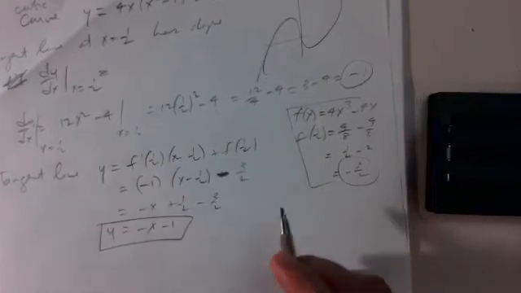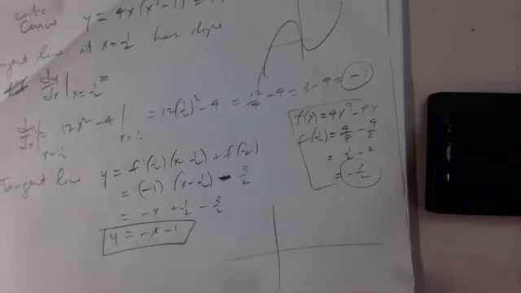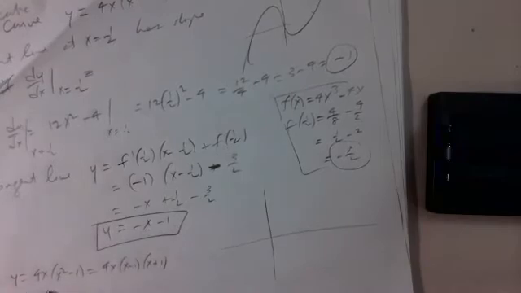And then we just want to sketch the curve and the tangent line. So let's just look a little bit more closely at our function. We have y is 4x times x squared minus 1, which is 4x times x minus 1 times x plus 1. So this is equal to 0 when x is either 0, 1, or minus 1.